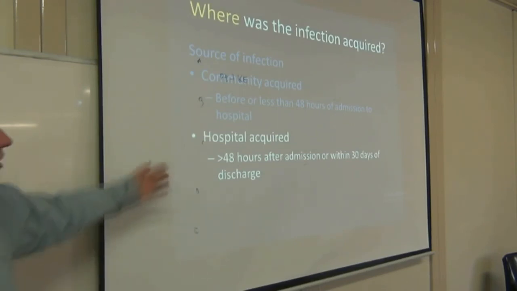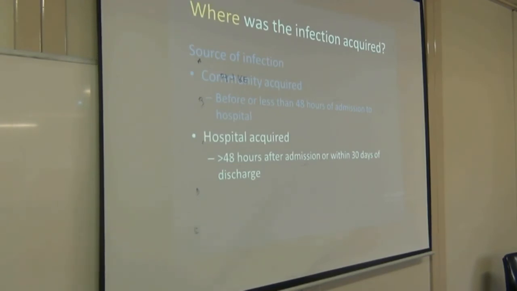Okay. For a hospital-acquired infection, the patient was usually in the hospital for 48 hours. So any new infection that happens in the hospital, and the patient was already hospitalized for 48 hours, we assume that it is a hospital-acquired infection. Okay. So the type of antibiotic that you're going to use for a community-acquired infection and a hospital-acquired infection is going to be different.